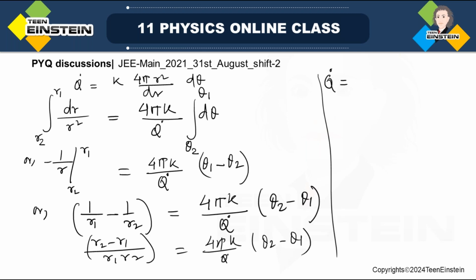So now q dot: along with q dot this will be multiplied, so q dot will be 4 pi k r1 r2 divided by r2 minus r1, and theta 2 minus theta 1 as it is. Okay, so this is the answer.